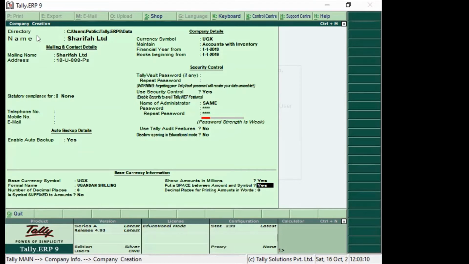Put a space between amounts and symbol. Here we say no. Because when we leave a space, someone may fix one more figure there. Alter the what? The amounts. Is that all fine? Yes. We enter, and then accept to create that company.